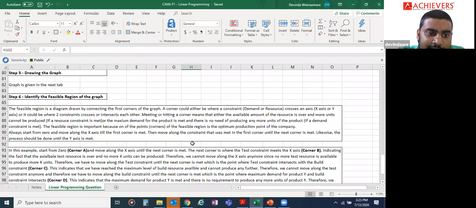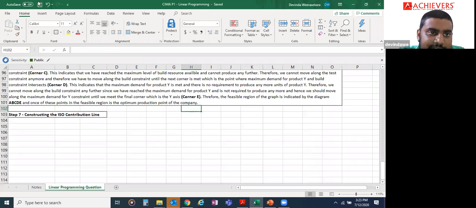Now, listen to this carefully, guys. If you look at the examiner's answers in the revision kit, it has a bit of a complicated method of getting this ISO contribution line. Now I'm going to teach you all a shortcut method, which is very easy, but you have to memorize it. I'm not going to teach you the full logic of how this is obtained, because it's not required. It's going to be too deep.